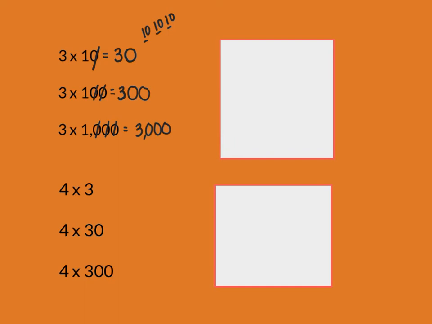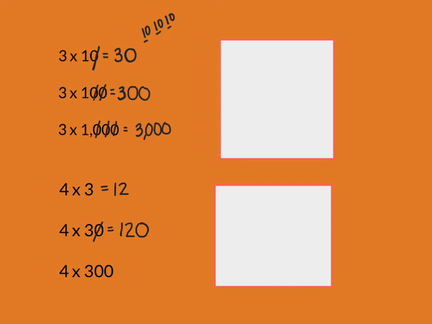Now, let's look at something that's a little more challenging. This time I'm not working with tens, hundreds, and thousands. I'm working with 4 times 3, and I'm adding zeros to my 3. I know that 4 times 3 is 12. But 4 times 30 is a little more challenging. We can use our same tens trick by taking away the 0, multiplying 4 times 3, which is 12, and then adding the 0 back in. 4 times 30 is 120.